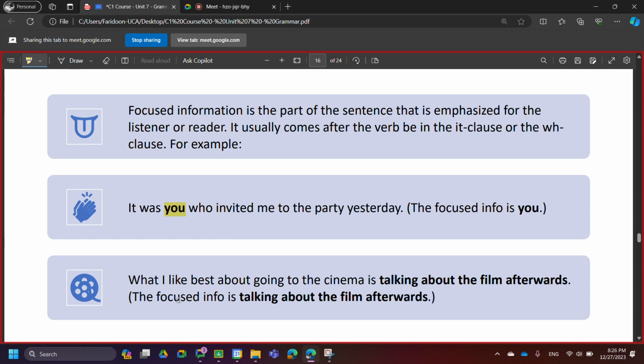And "What I like best about going to the cinema is talking about the film afterwards." Now, the focused information is what? Talking about the film afterwards. Okay? And this first part becomes your, what do we call that? Focusing phrase. Okay.